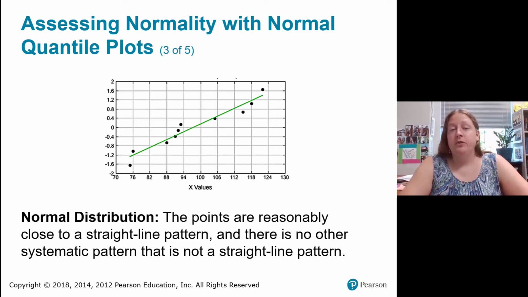So here's an example of a normal distribution. Do the points fall exactly on this line? No, they don't, right? But there's not really a pattern to the way that they don't fall on this line. When I look at that, I don't immediately see something that's not a straight line. And so this is a normal distribution.